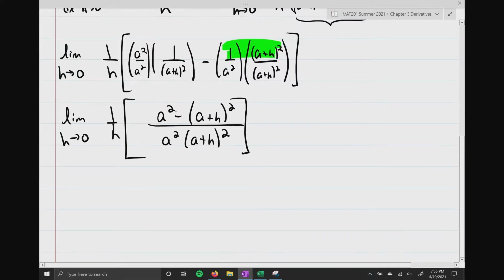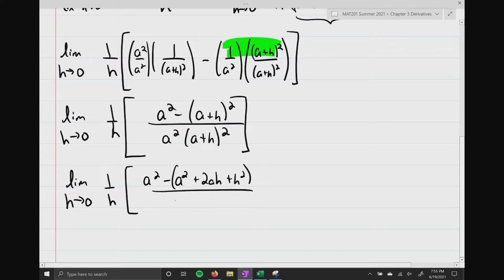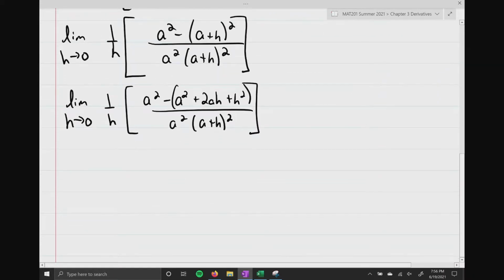Now I'm going to simplify the numerator only a little bit. So we get the limit as h approaches 0 of 1 over h. Now my numerator turns out to be a squared minus parenthesis a squared plus 2ah plus h squared, all over a squared times the quantity a plus h squared. Remember, the quantity a plus h squared equals a plus h quantity times the quantity a plus h, so you have to distribute that. Don't forget about that. I did that in the previous video. All right.